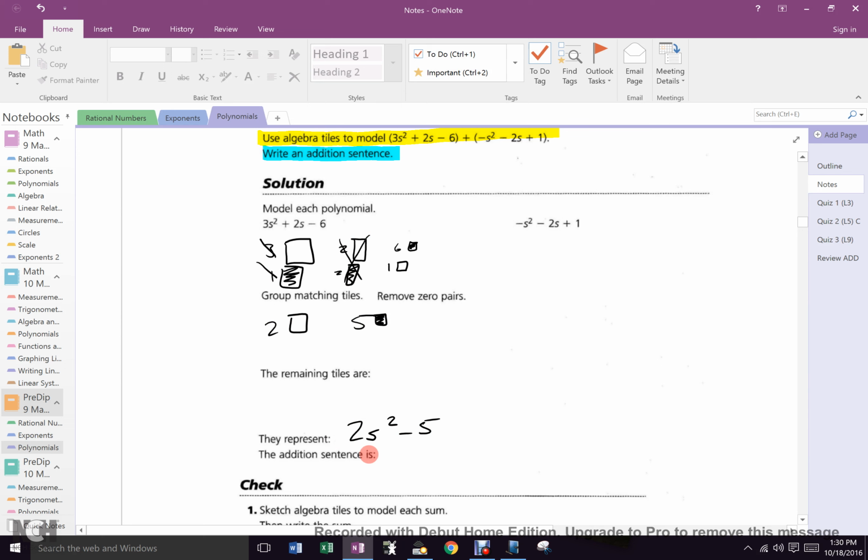Now, that's the first part. The addition sentence is everything. 3s squared plus 2s minus 6 plus negative s squared minus 2s plus 1 equals 2s squared minus 5. An addition sentence has both a question and an answer, because just like in English, a sentence is a complete thought. Technically, it's an independent clause, but, you know.